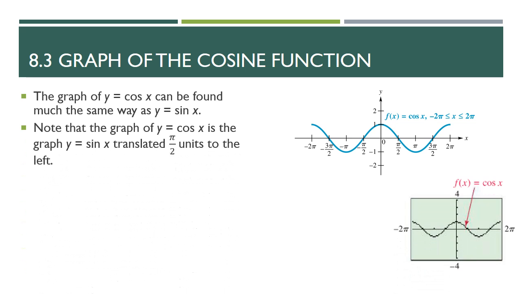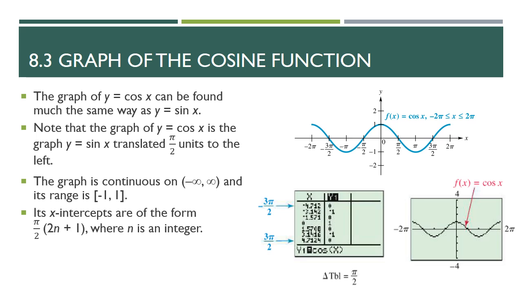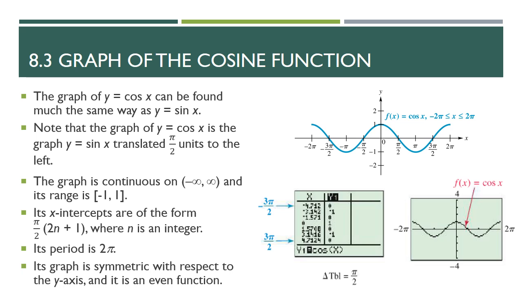The graph of cosine can be found much in the same way the graph of sine can. Notice that the graph is the graph of the sine translated pi/2 units to the left, so it's just a little bit of a shift to the left there. The graph of the cosine, like the sine, is continuous on the domain of all real numbers, and the range is -1 to 1. The x-intercepts are of the form pi/2 times 2n plus 1, or another way of thinking about it would be odd multiples of pi/2. For example, pi/2, 3 pi/2, 5 pi/2, etc., and the negatives that go along with them. The period is 2 pi, just like sine, and the graph is symmetric with respect to the y-axis, and it is even. So sine is odd, cosine is even.